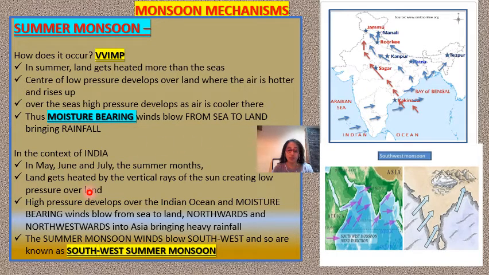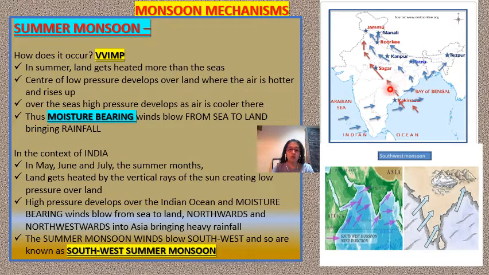In the context of India, in May, June, and July, the summer months, land gets heated by the vertical rays of the sun, creating low pressure over land. So remember the words low pressure, high pressure. High pressure develops over the Indian Ocean. Here's the Indian Ocean, Arabian Sea, and Bay of Bengal. High pressure develops on the Indian Ocean, and moisture bearing winds blow from sea to land, northwards and northwestwards. So this is northwards like this, and this is northwestwards, bringing heavy rainfall.